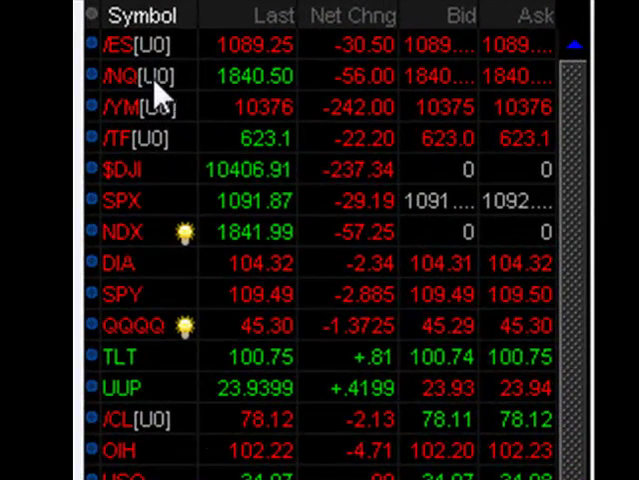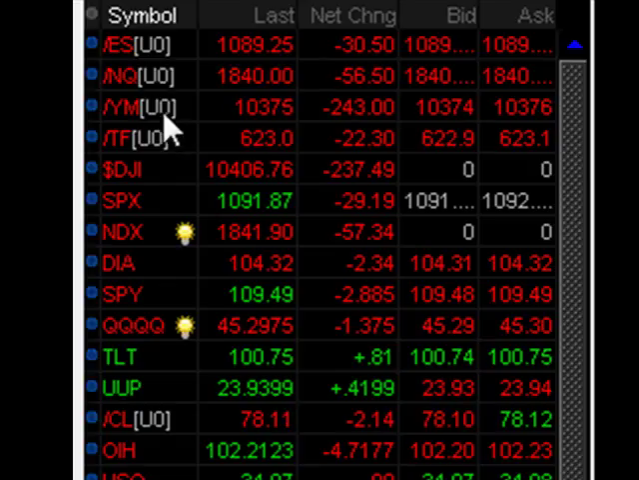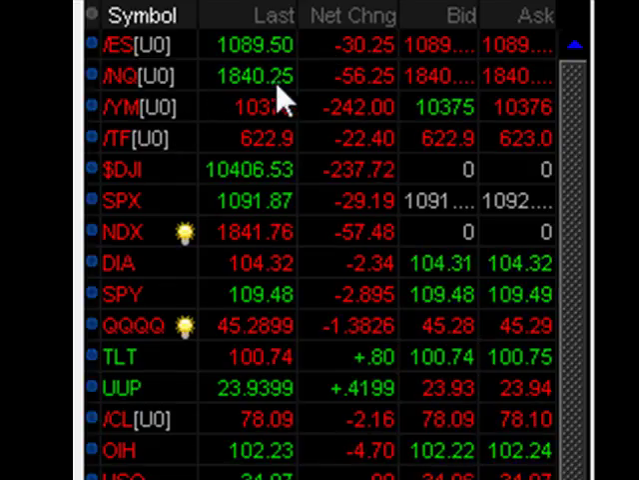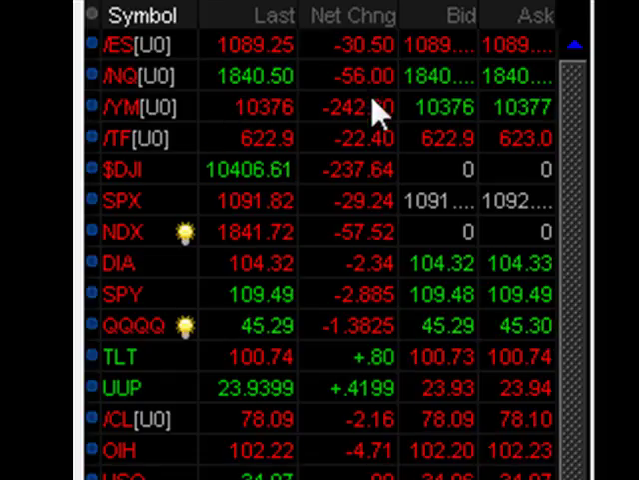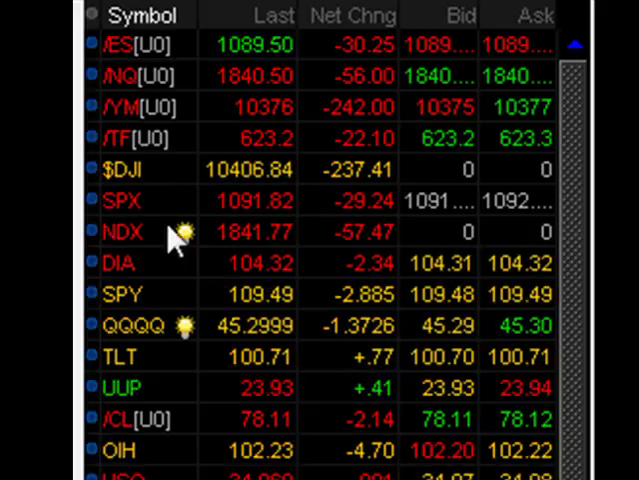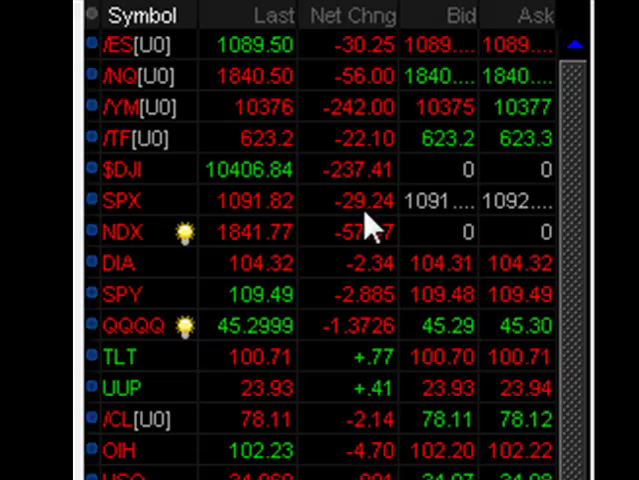These right here, these first symbols, ES, NQ, and YM, are your futures. This is the S&P futures, the NASDAQ 100 futures, and the Dow futures. You can see they're all in the red and accelerating to the downside. Here's the cash: Dow Jones, S&P 500, and the NASDAQ, all red.